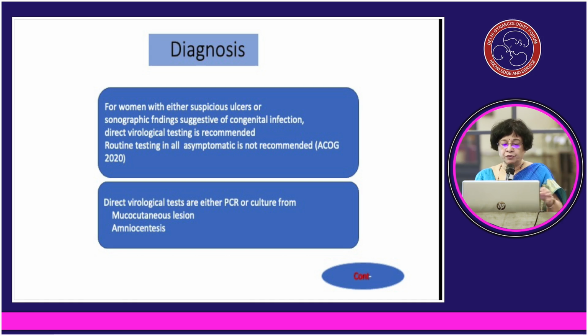So diagnosis: for women with either suspicious ulcers or sonographic findings suggestive of congenital infection, direct virological testing is recommended. Routine testing is not recommended. Direct virological test could be PCR or culture, either from mucocutaneous lesions or by amniocentesis.